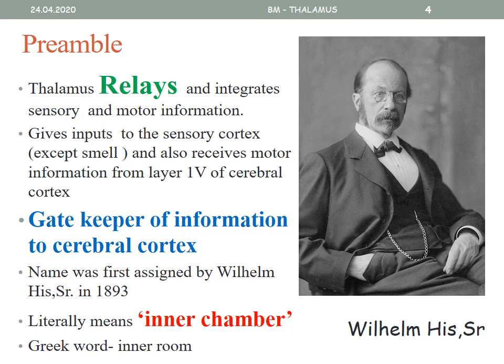So what is thalamus? Thalamus relays and integrates sensory and motor information, gives inputs to the sensory cortex except smell, and also receives motor information from layer 4 of cerebral cortex. It is a gatekeeper of information to cerebral cortex. Thalamus, the name was assigned by Wilhelm His in 1893. It literally means inner chamber.